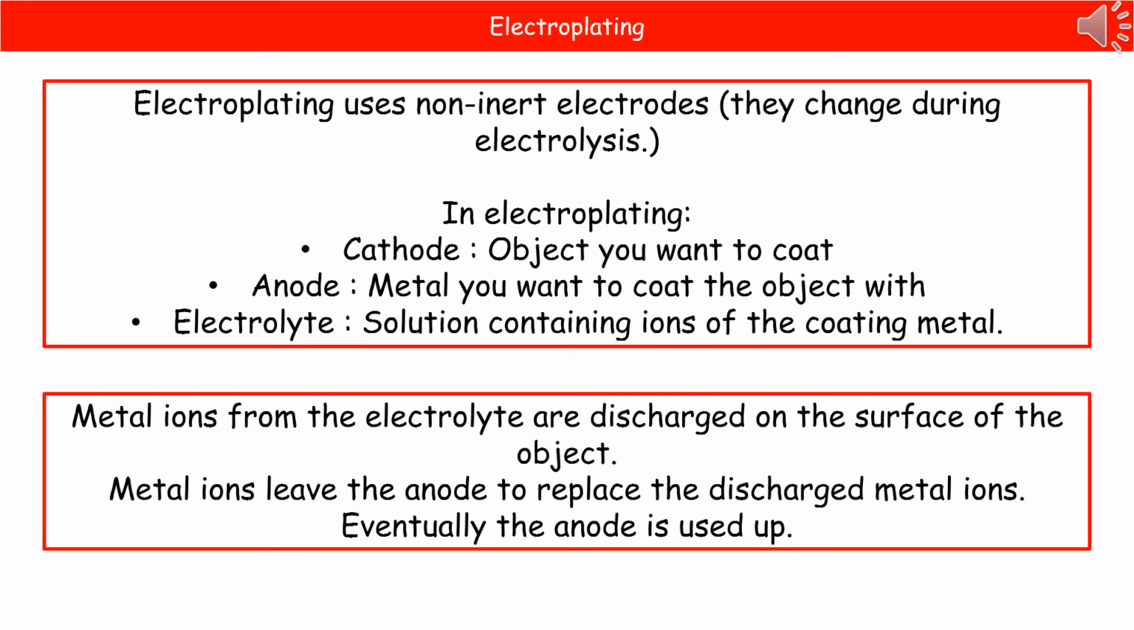When we talk about electroplating, this uses non-inert electrodes, so these ones will change, and that's important. In electroplating, the cathode is the object we want to coat, the anode is the metal we want to coat it with, and the electrolyte is a solution containing ions of the coating metal. So what we find is the metal ions from our electrolyte are discharged on the surface of our object, and that means they cover the surface.